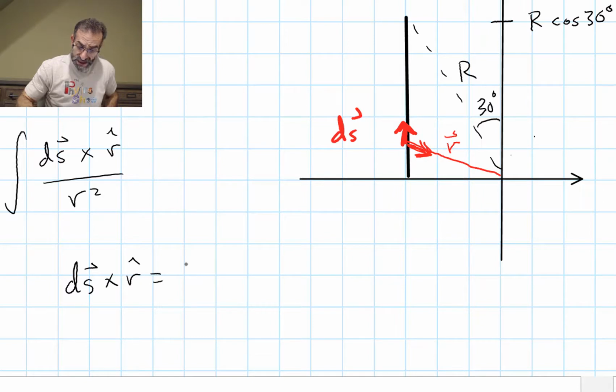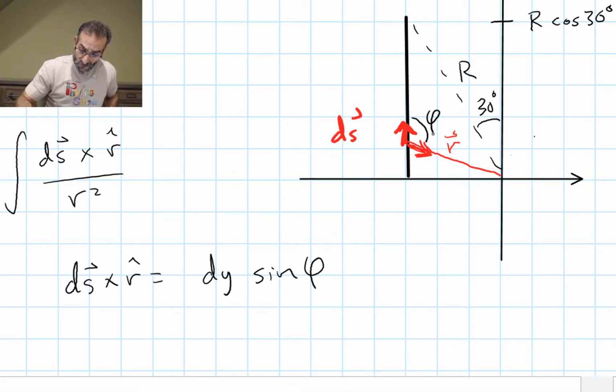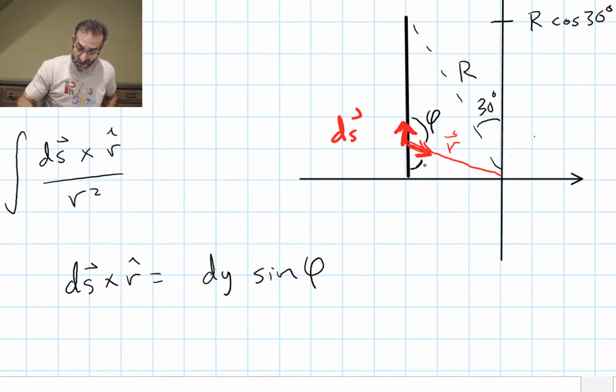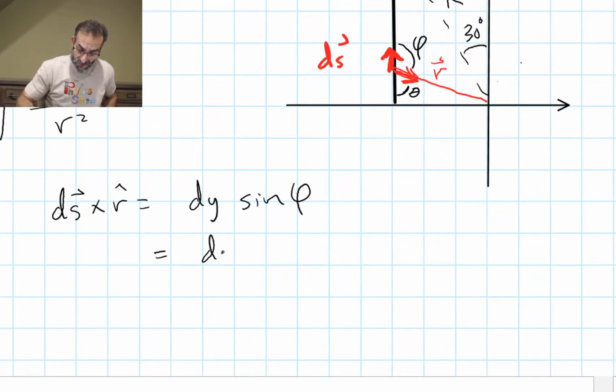It's the magnitude of ds, and I'm just going to use dy in this case since I'm parallel to the y-axis. The magnitude of r hat is just 1, and then I get the sine of the angle when we put their tails together. That would be this angle right here. But the sine of that angle is the same as the sine of this angle over here. I'll call that theta. The sine of 180 minus x is the same as the sine of x.